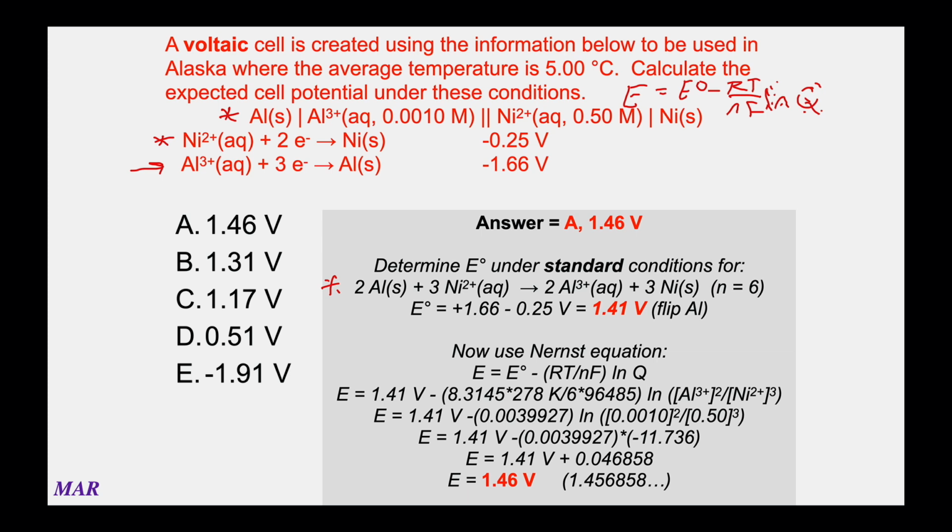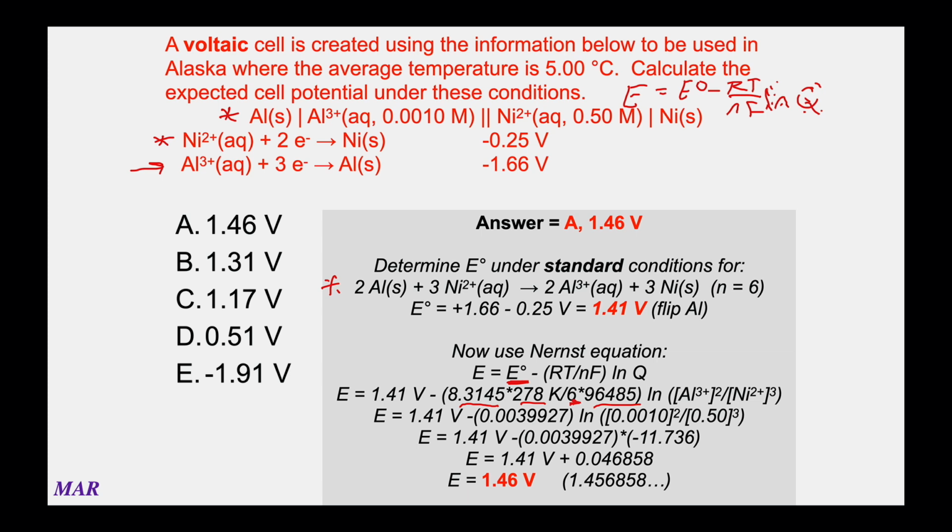1.41 is the standard cell potential, E naught. And that's what number goes in right there. But because we're at non-standard, we have to do all this other stuff, minus RT over nF natural log of Q. R, 8.3145, temperature at 5 degrees Celsius, 278. Here's the moles of electron 6, the Faraday constant, and then Q, natural log products over reactants.